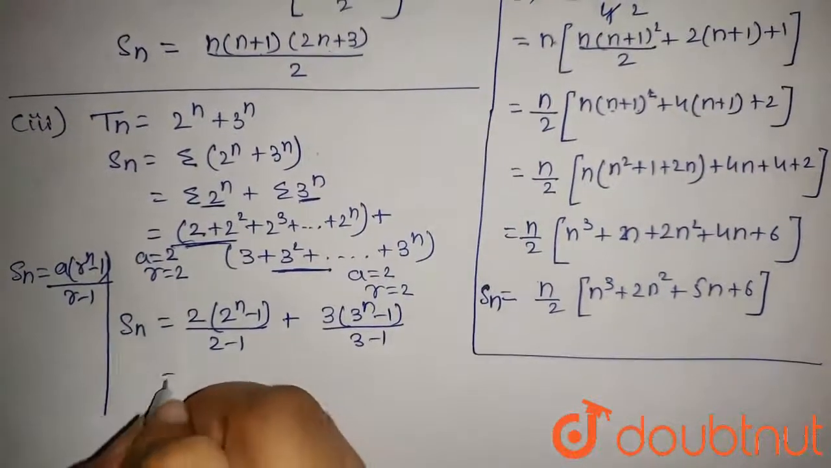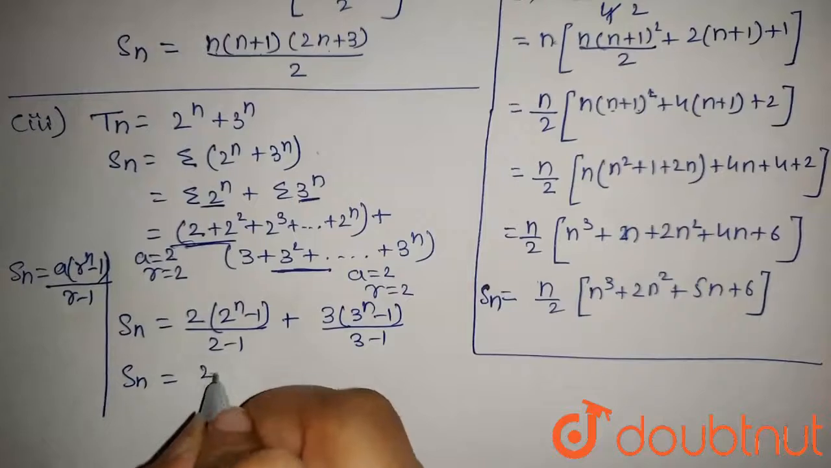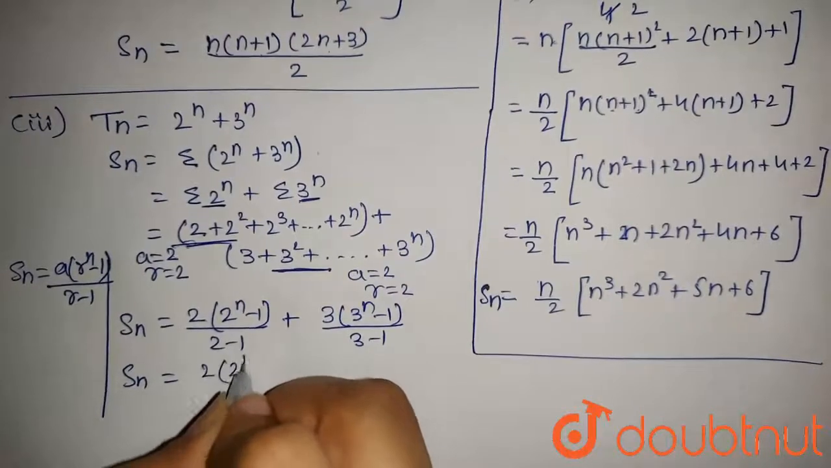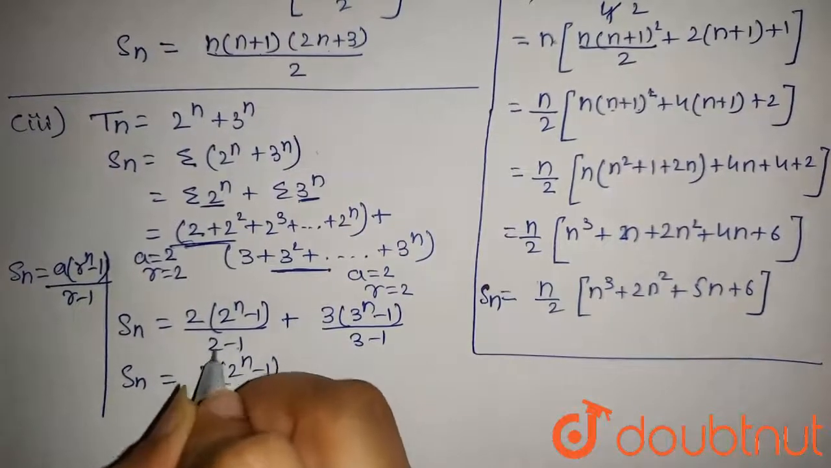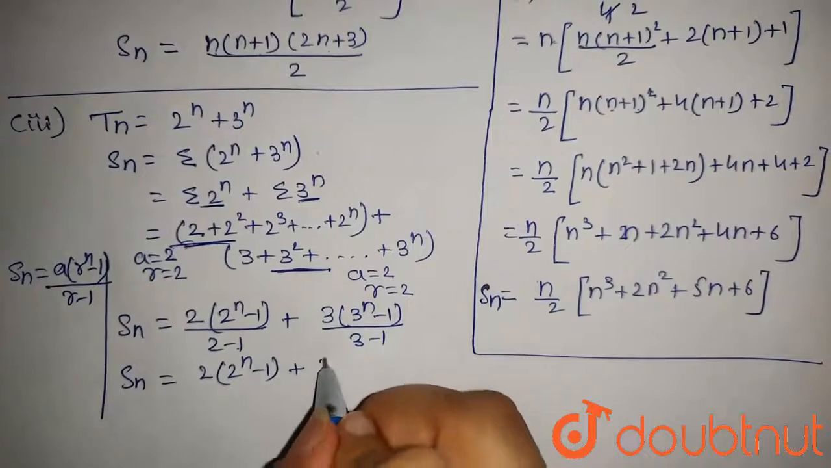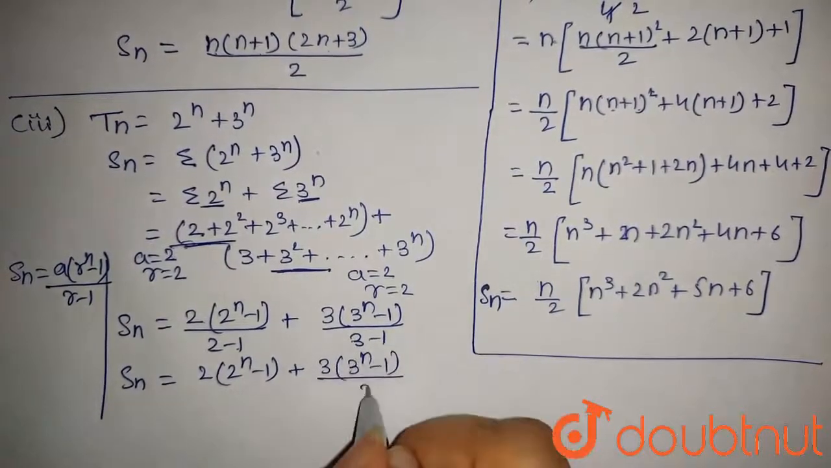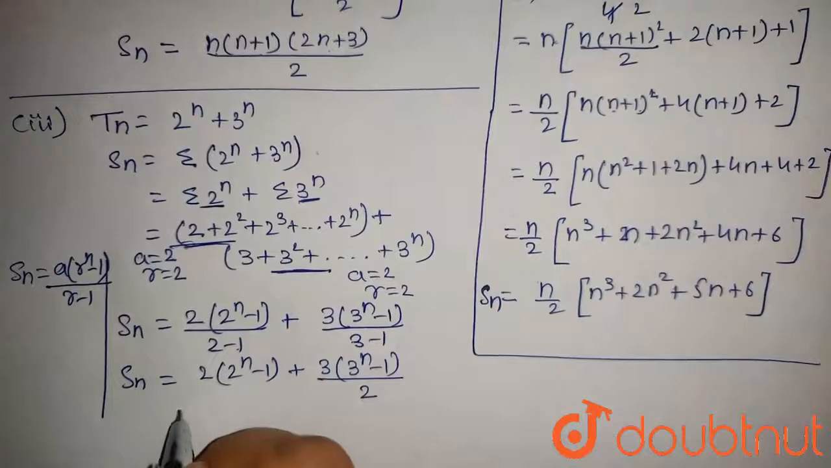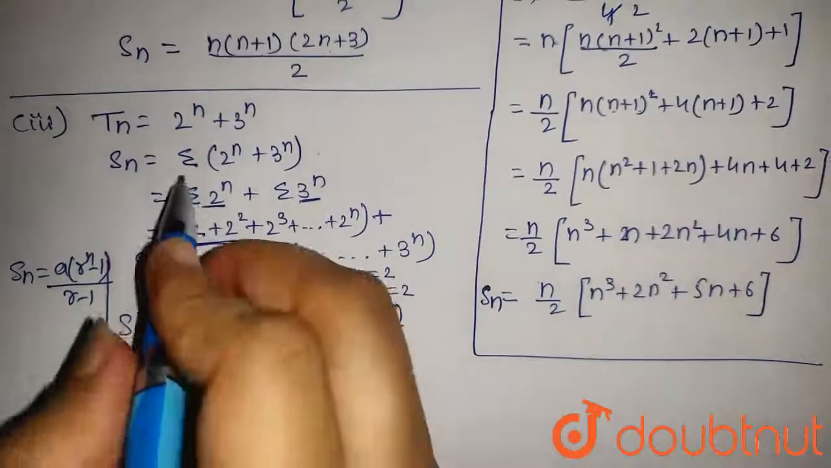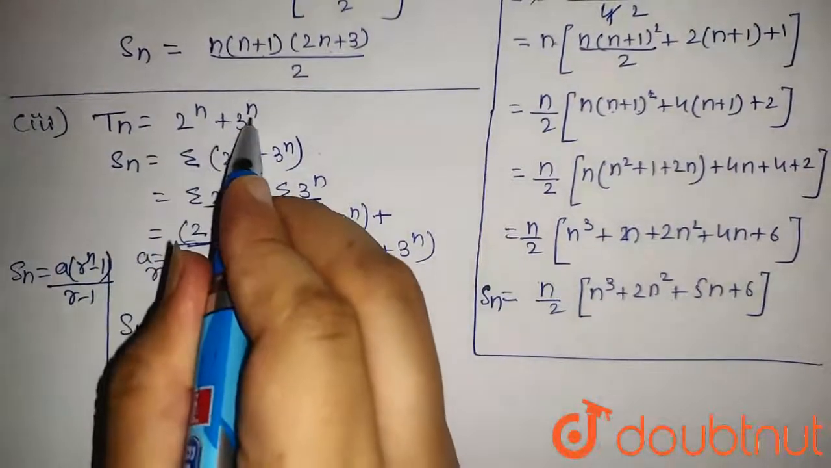On solving this, we get Sn is equals to 2 into 2 to the power n minus 1. This 2 minus 1 will be 1, plus 3 into 3 to the power n minus 1 upon 3 minus 1, that is 2, so it will be 2. So this is the sum of 2 to the power n plus 3 to the power n.